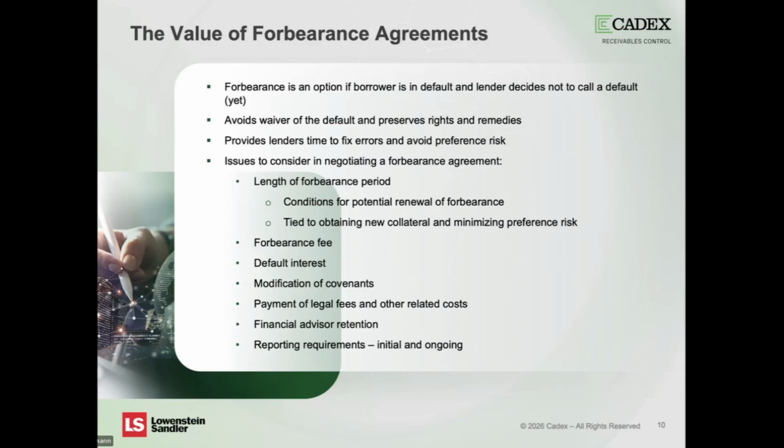Your loan document should have default interest, but if you're not calling it default, you're not able to charge it. But if your forbearance agreement allows you to charge it, that's perfectly fine. You may modify your covenants, perhaps to toughen them or to add any new covenants. Use that agreement to provide for the payment of legal fees and other professional fees for any professionals you need to engage, which hopefully are in your loan documents. But if there's any ambiguity, you fix it there.